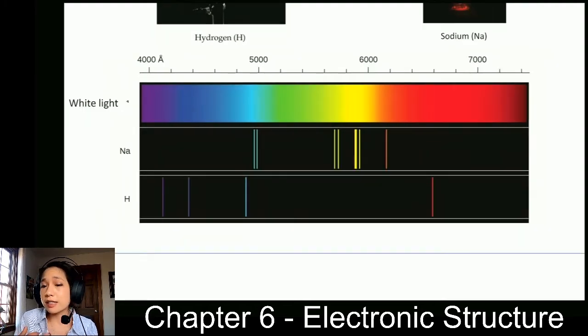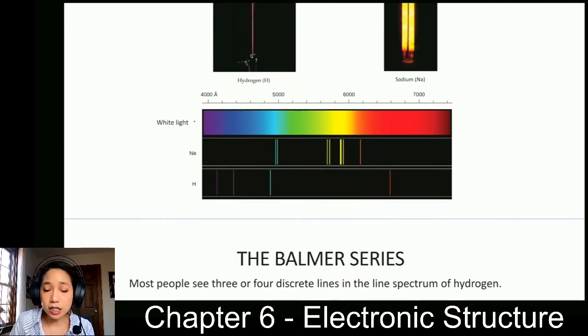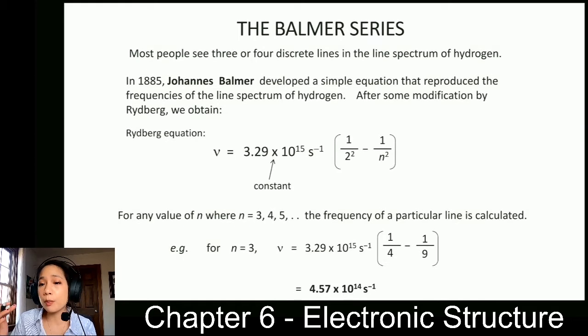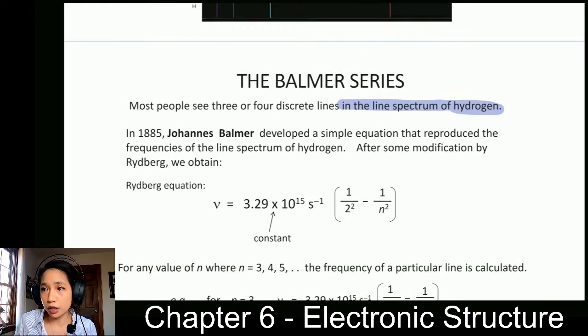So scientists, physicists, chemists, they found it curious that each of the elements displayed a unique line spectrum signature. Each one of these lines corresponds to a certain energy or frequency, and scientists were able to connect the dots and come up with the Balmer series, which is a way that we can describe those discrete lines that we see in a line spectrum. So let's look at the line spectrum for hydrogen. Most people will be able to see with their eyes visually 3 or 4 discrete lines on the hydrogen spectrum.